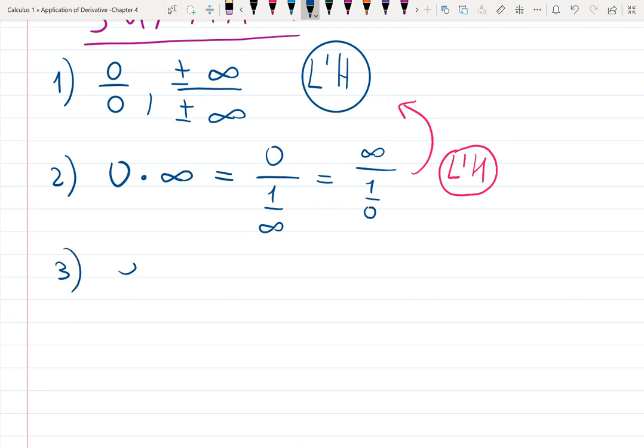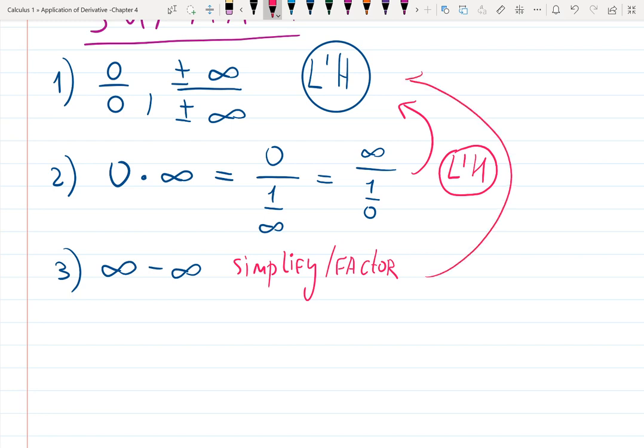When you have an infinity minus infinity case, then you need to simplify or factor, basically. Simplify, use common denominator tricks, maybe factor out something, and so on. And then it takes you to L'Hopital's rule again, most of the time.